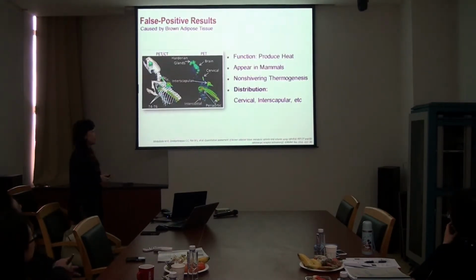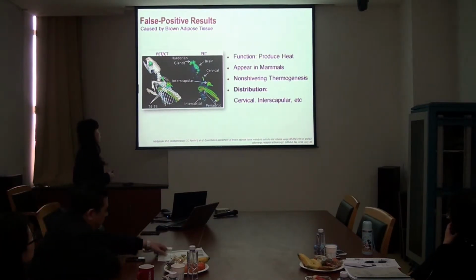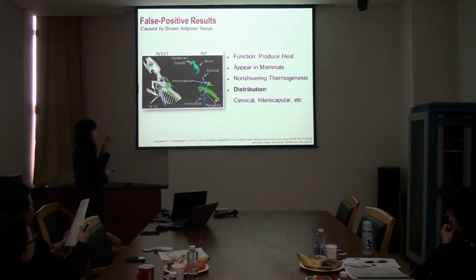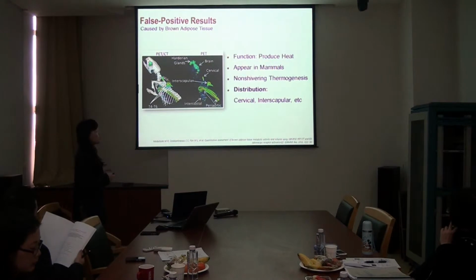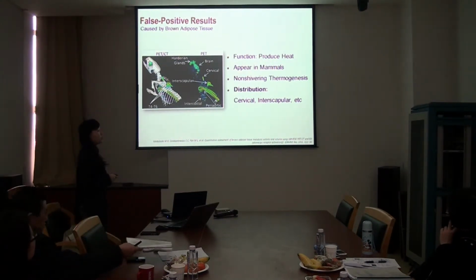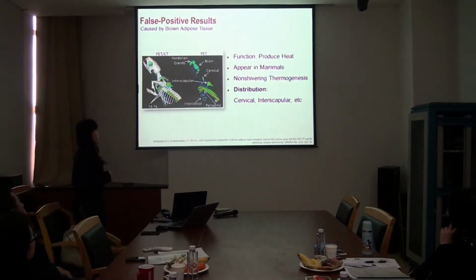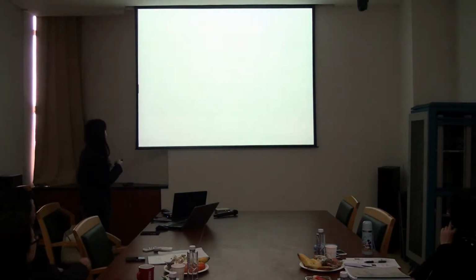Besides inflammation, brown fat is also a cause of false positive results. It's a specialized tissue whose function is to produce heat, and it's found in mammals in cervical, interscapular, and periaortic regions. It can help animals survive the winter season without relying on the shivering process to keep warm. The proteins inside the mitochondria of the brown fat cells can consume glucose for energy. So that's the cause of false positive results.